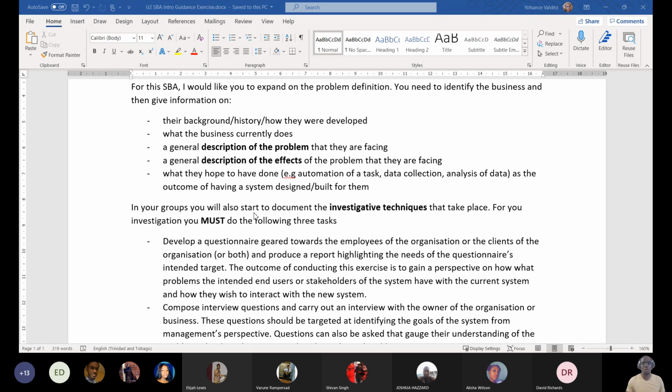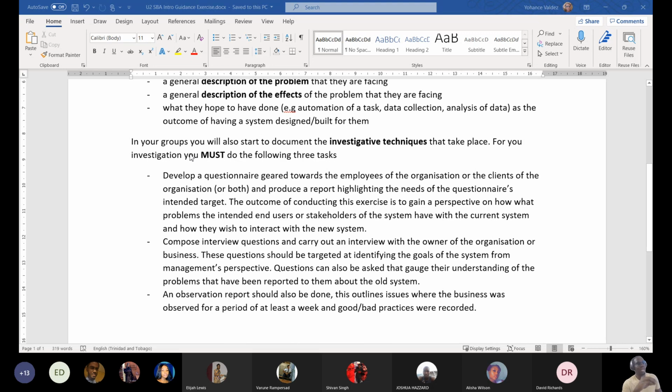And from that problem, you're now saying, okay, the investigations that I am doing to get to the root causes of the problems, and to gain a full understanding of why the problems that exist are the ones that exist and what could be done about them, are that we have to develop a questionnaire, we have to interview Mr. Charlo, and we have to do some observations on the business.